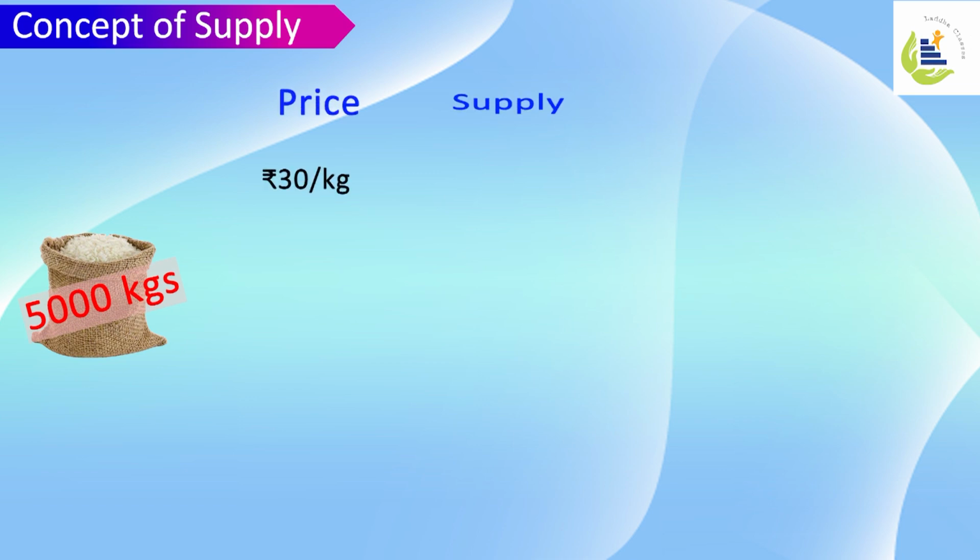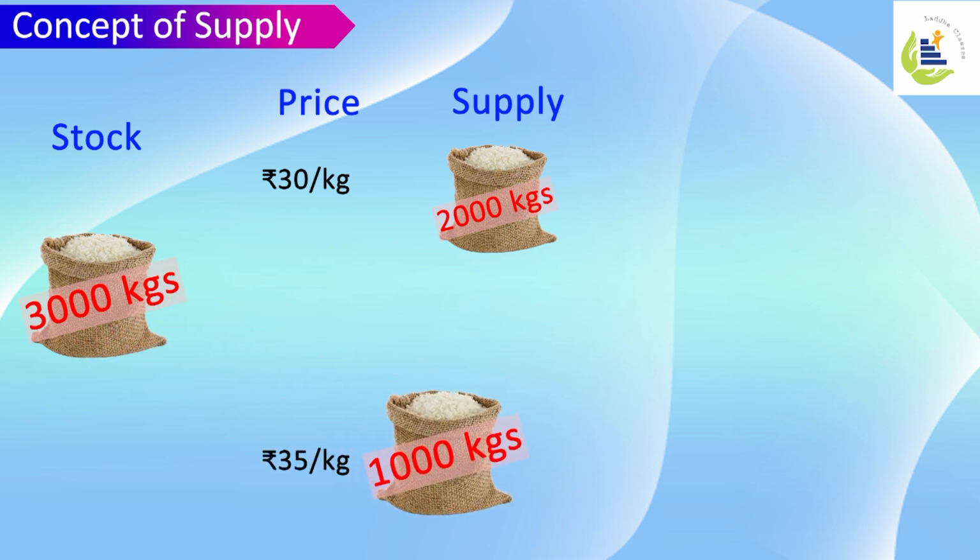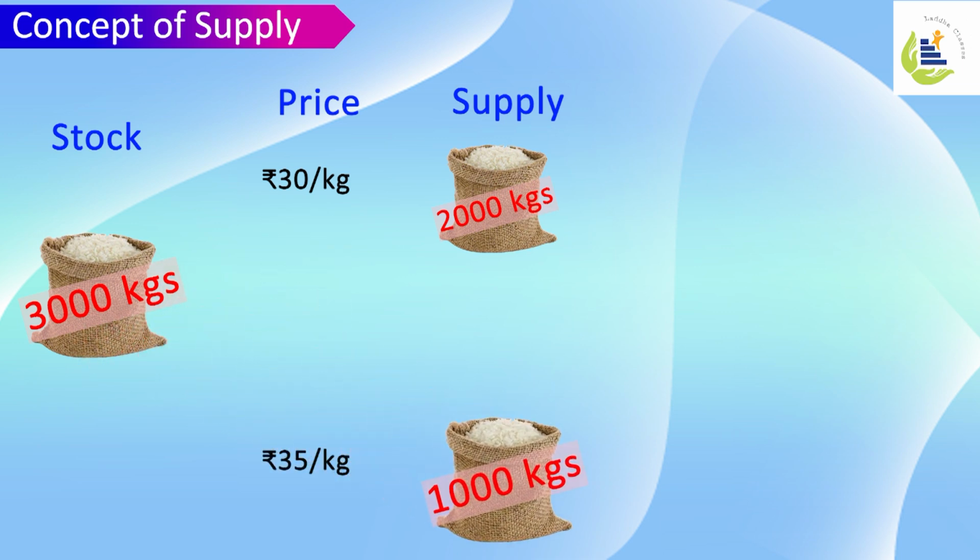Or I'll give you one more example. Let's say I have 5,000 kg of rice. At 30 rupees per kg, I only send 2,000 kg of rice to the market. So what do I have? I have 5,000 kg as a stock, out of which I just send 2,000 kg as a supply in the market. So now I am left with 3,000 kg as a stock. Once the price goes from 30 to 35, I am ready to sell another 1,000 kg at a price of 35. So that another 1,000 kg is a new supply.